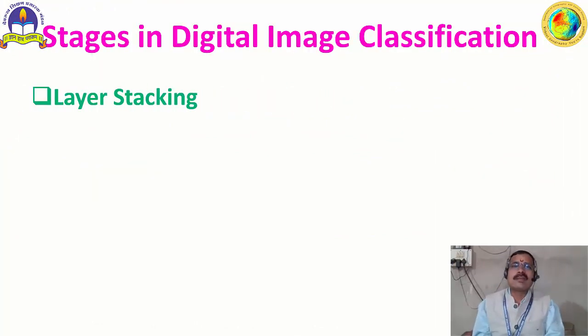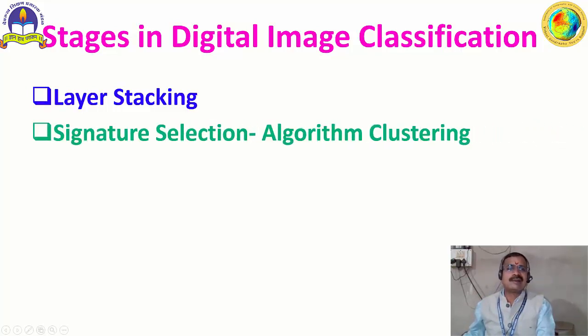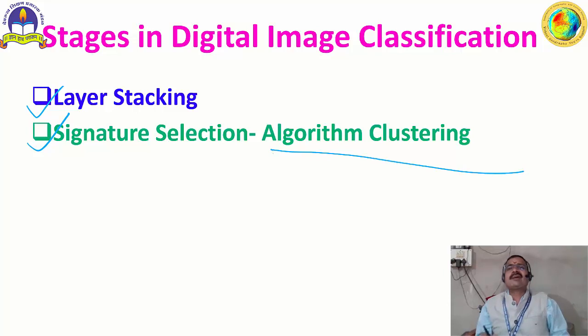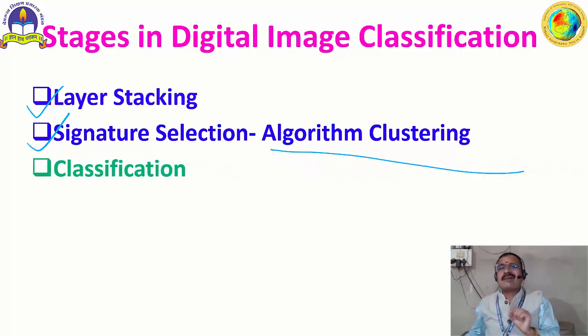Next, stages in digital image classification. Again, layer stacking is there. I'm not going to focus in detail again on layer stacking. Second one is signature selection. But when you talk about unsupervised classification, at that time algorithm clustering is there, and these algorithm clusterings are helping us to classify the spectral class into information class. So this is one of the stages of digital image classification.